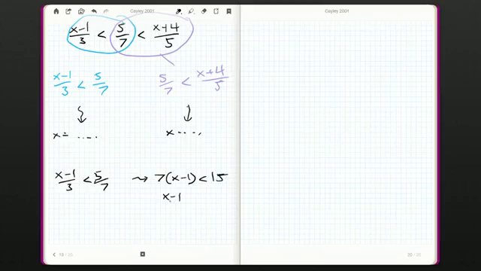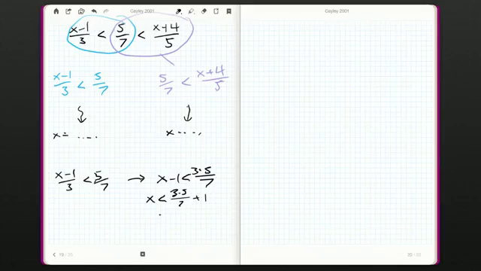Actually, that's silly. We'll just multiply by 3 on both sides. We're just trying to isolate x. So x minus 1 less than 3 times 5 over 7. When I multiply by a positive number, the sign of the inequality does not change. Then I can add 1 to both sides, so x is less than 3 times 5 over 7 plus 1.